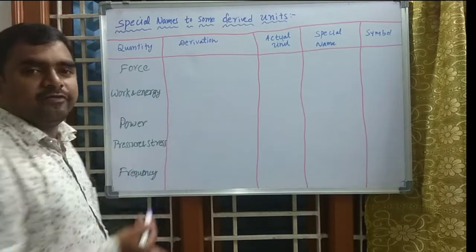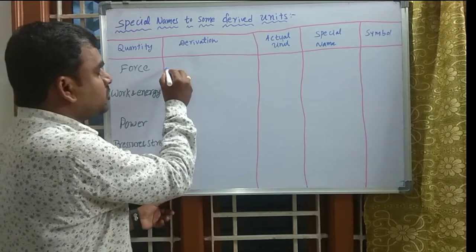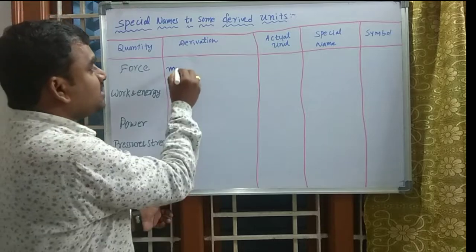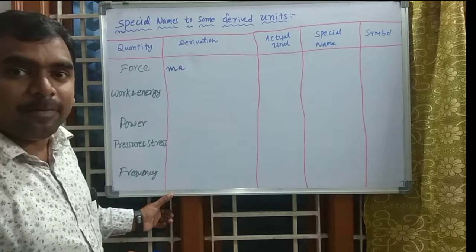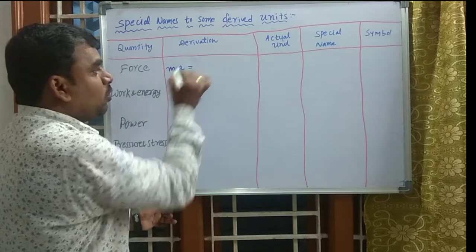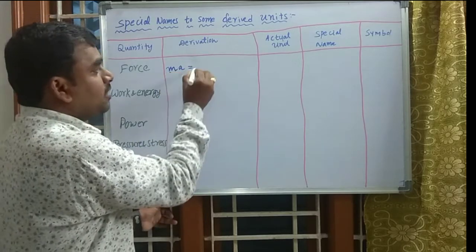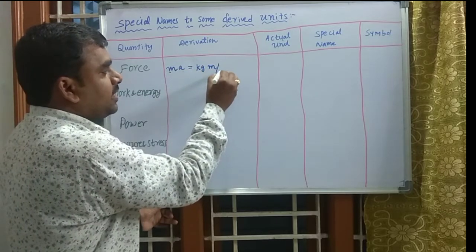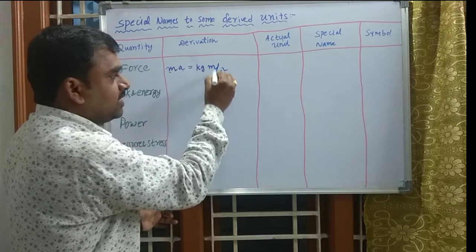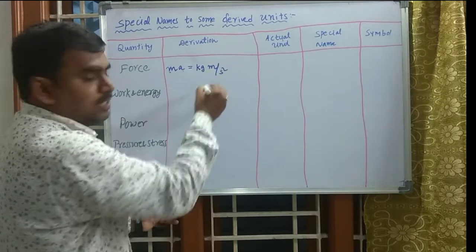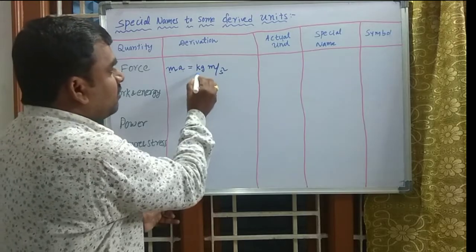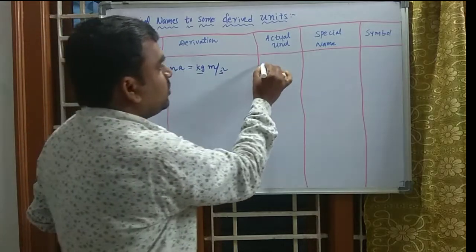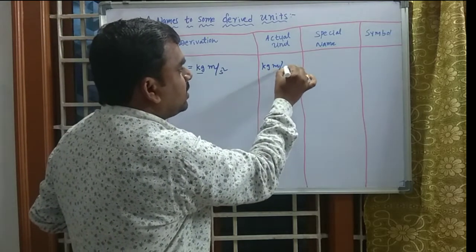Generally, if we take force, what is the formula for force? The formula is mass into acceleration. What is the SI unit of mass? For mass, the SI unit is kg, and for acceleration it is meter per second square. So the actual unit of force is kg meter per second square.